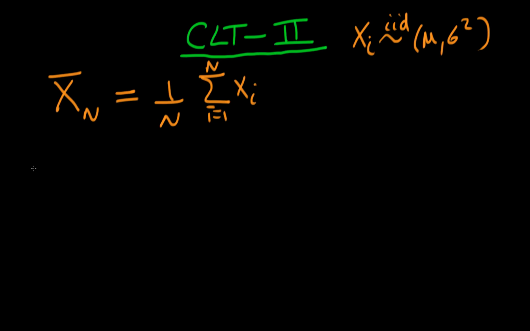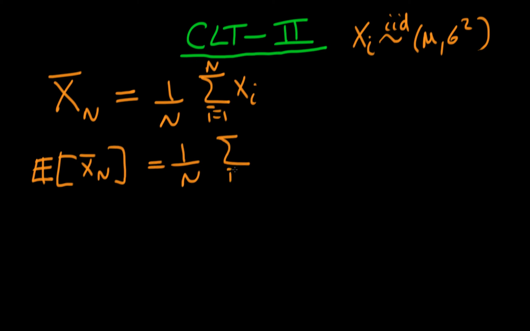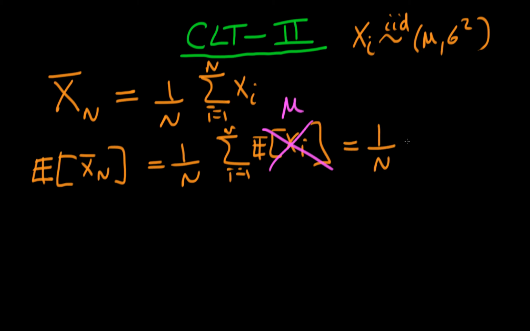along with its variance. So the expected value of x bar n is just equal to 1 over n times the sum from i equals 1 to n of the expected value of xi. And I'm able to do this just because the expectation operator is a linear operator. And we know that the expected value of xi is just mu. So we can rewrite this whole thing as 1 over n times n mu, which just leaves us with mu in the end. Okay, so that's unsurprising. We know that the sample mean is itself an unbiased estimator of the population mean. So there's no real news there.